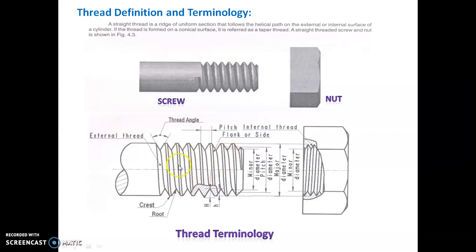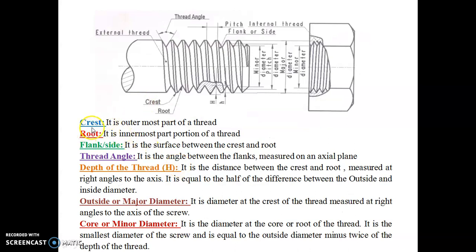So here you can see the different parameters. So first parameter is crest. So crest is the outermost part of the thread. So this portion of the thread is called as crest. Then second is the innermost part of the thread, which is nothing but the root. So this part of the thread is called as root. This part or this part is called as root.